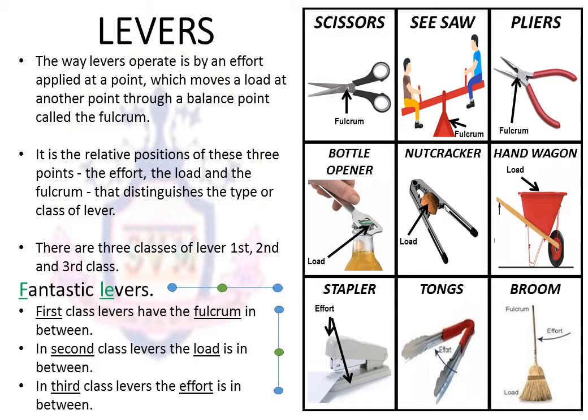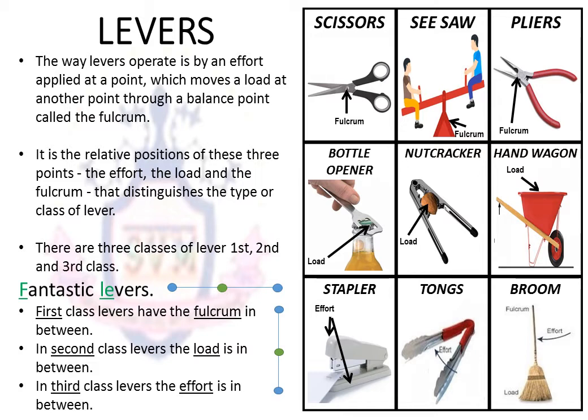Let's go through some examples. Let's take the first example as a seesaw. Now you can notice that the fulcrum is the one on which the seesaw is balancing. The effort put by one person in the downward direction lifts the load of the other person in the other direction. All you have to do now is draw a straight line.